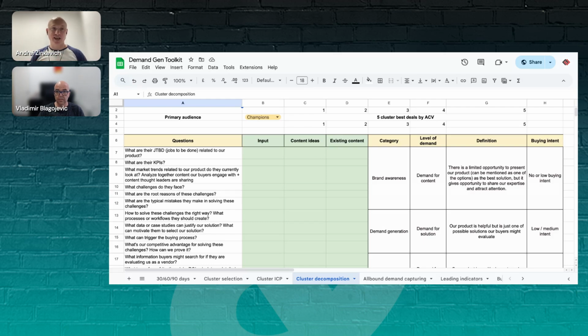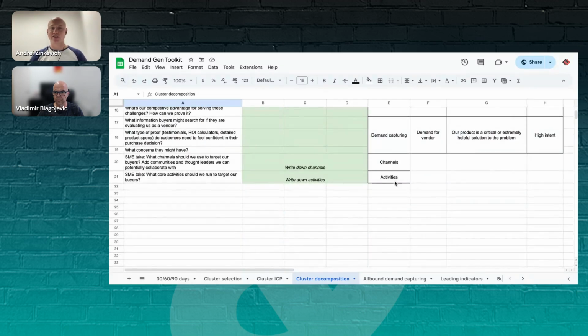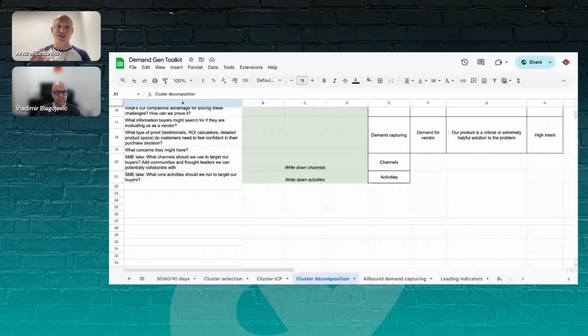When you finish this exercise, you'll have plenty of ideas, and then you put them into a calendar. You start thinking about, if I scroll down, the idea of channels and activities. This is where it's essential to get feedback or input from your subject matter expert. That person could share a lot, and I feel that it's one of the most undervalued steps in the entire process.